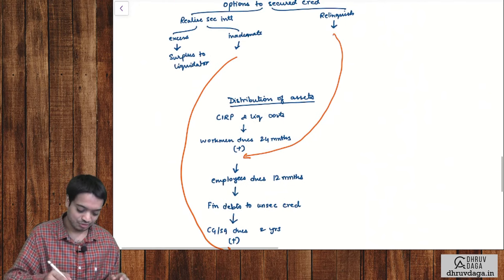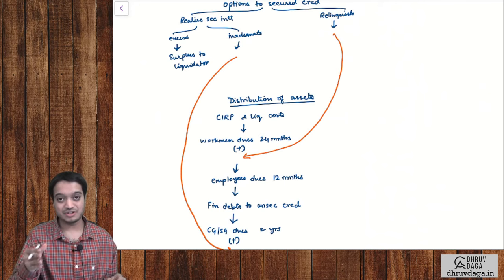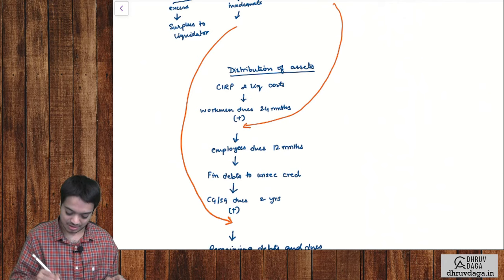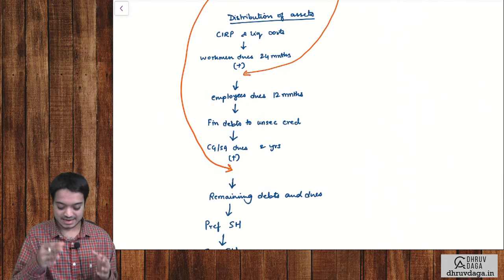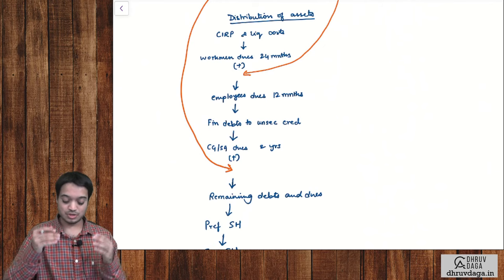यहाँ पर अगर उसने realize नहीं किया था अपना secured interest, sorry, realize किया था secured interest, but उसका inadequate पड़ जाता है, then in that case he will come here, and then remaining debts and dues, then preference shareholders, equity shareholders. Let's do this again.